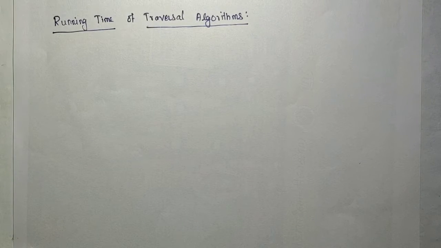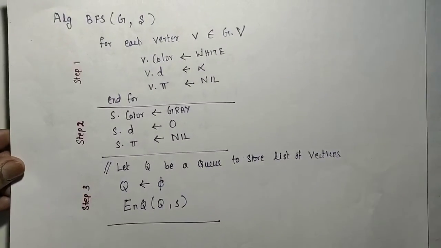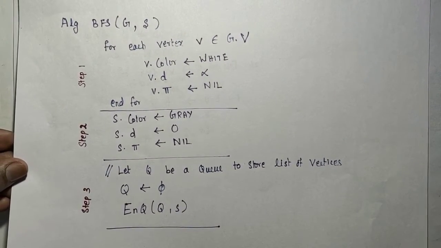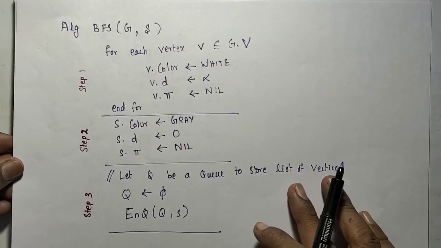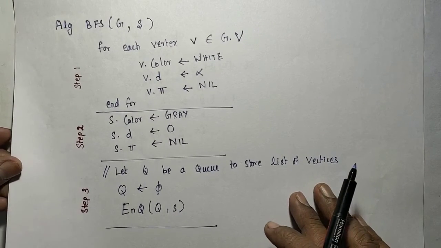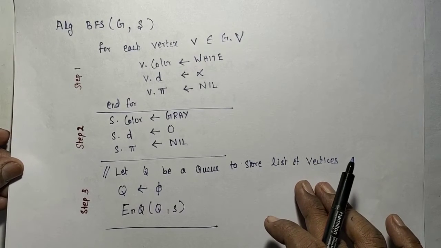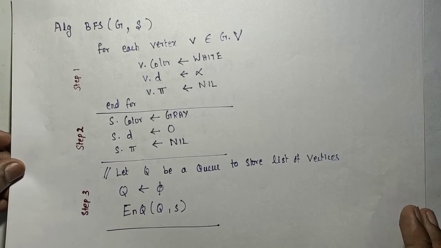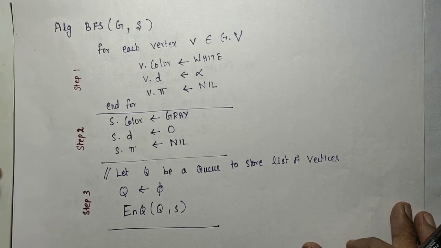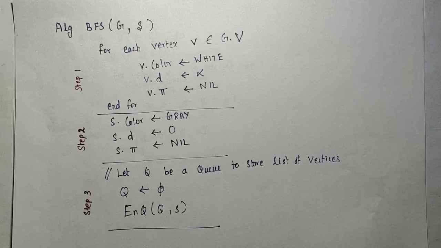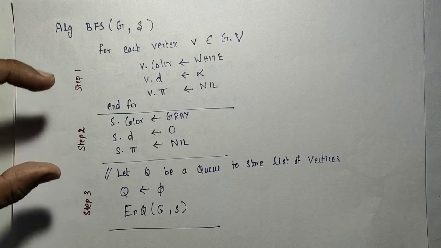Next, the running time of the traversals, BFS, DFS, and the topological sort. Just considering the BFS algorithm, it is very simple to analyze the execution time. The execution time for a graph algorithm will be analyzed in terms of the number of vertices and the number of edges, because here the input is a graph containing some number of vertices and edges. So the analysis is also in terms of the number of vertices and edges.